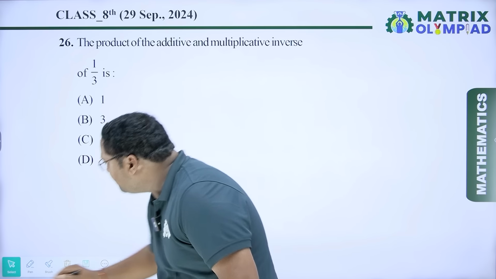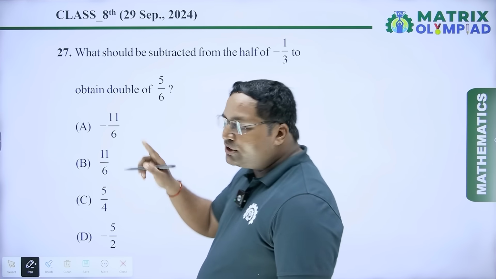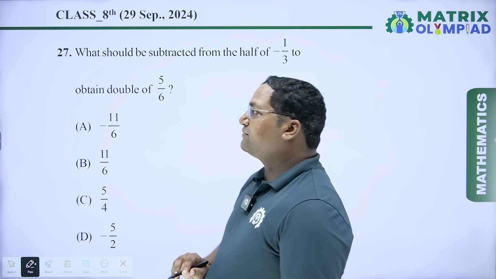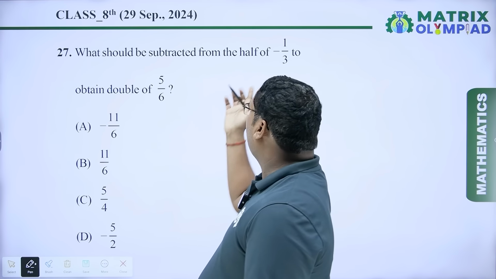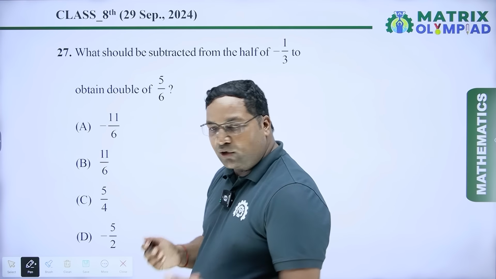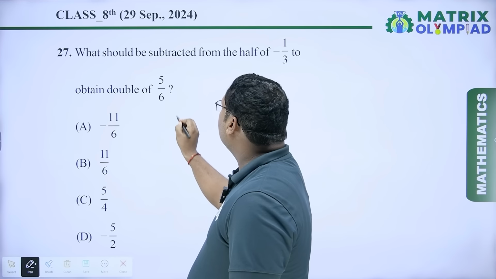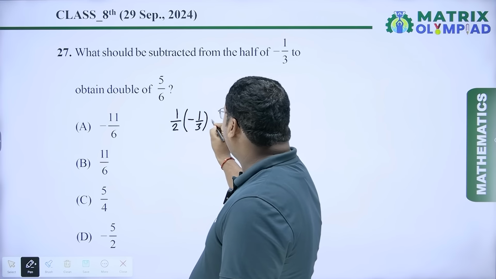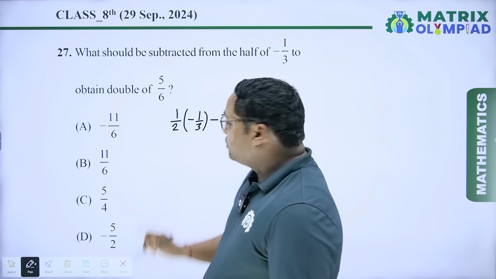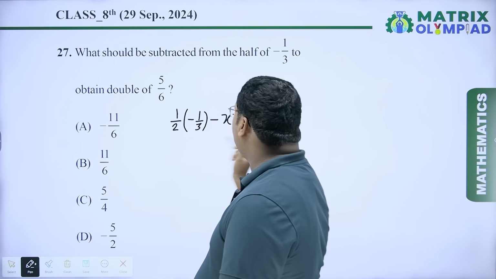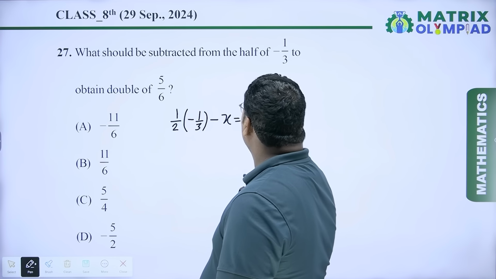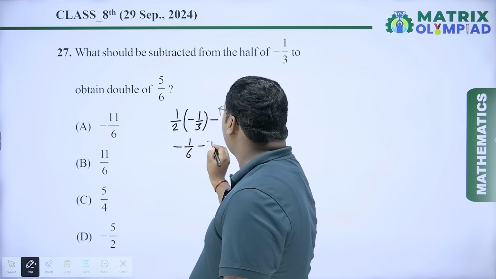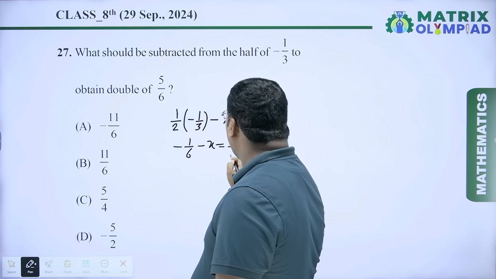Now coming to the next question, which is question number 27. What should be subtracted from the half of minus 1 by 3 to obtain double of 5 by 6? So let us assume the number x is subtracted from this number. So we have to get the equation. So equation is half of minus 1 by 3, which is 1 by 2 into minus 1 by 3, minus x, is equal to double of 5 by 6, so 2 into 5 by 6. So solve this equation. So we will get minus 1 by 6 minus x is equal to 10 upon 6.